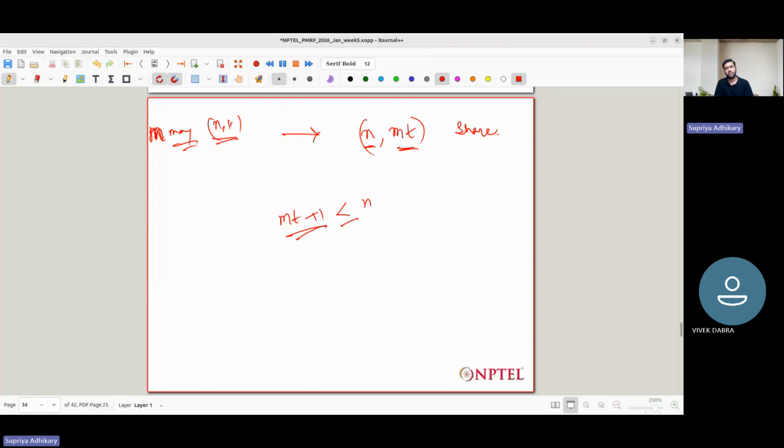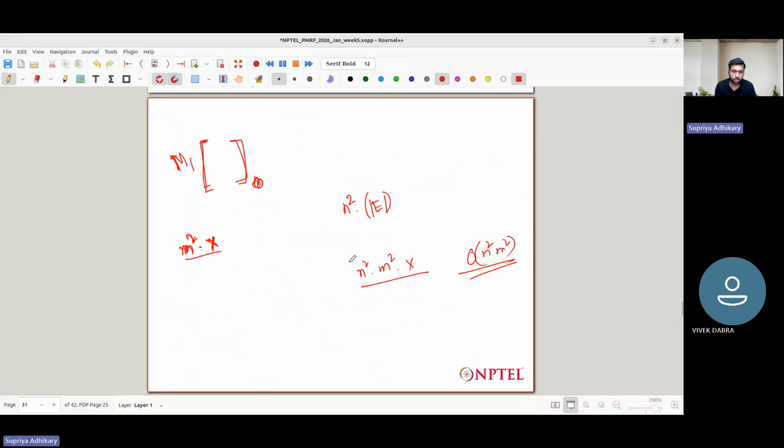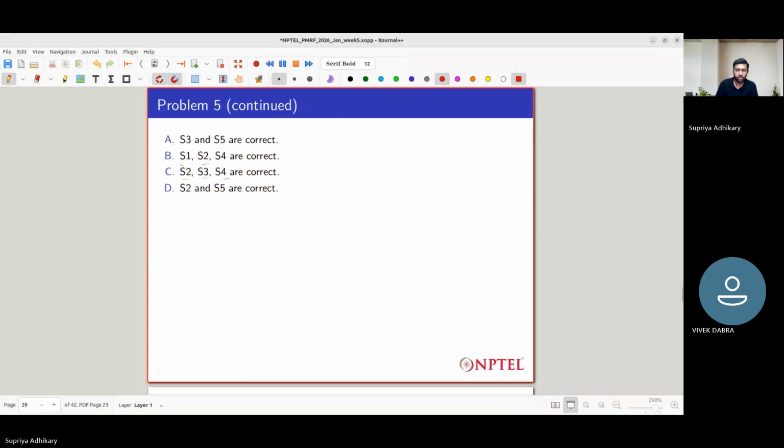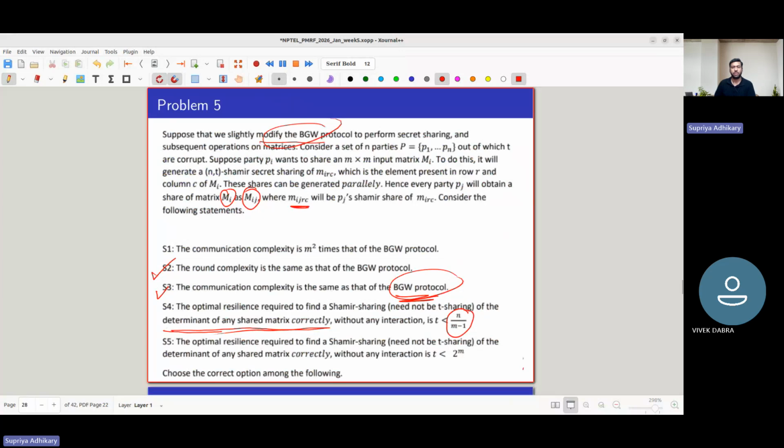If MT is the degree of the polynomial, then MT plus one many elements should be able to generate the secret, and therefore this should be less than or equal to N, and t should be less than or equal to N minus 1 over M. That should be the case. And it is also true that this is actually less than N over M minus 1. That is true. But why is this considered the optimal resilience? That I have to look into.